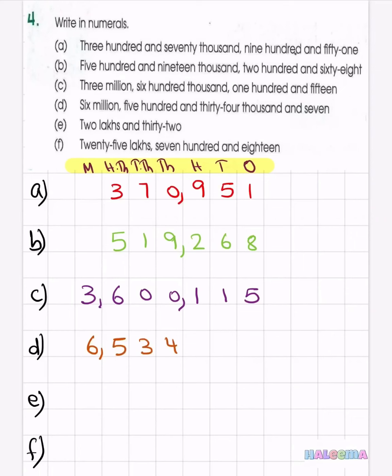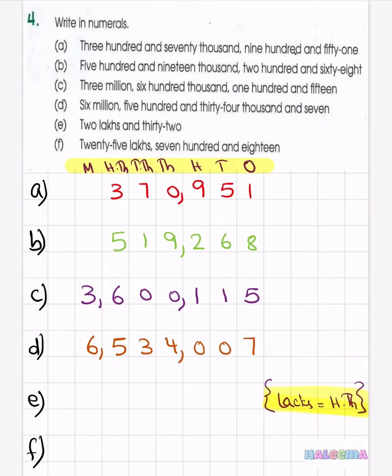534,000, comma, right? And 7 it says. And 7 means it's going to come in ones place. So we're going to write 0, 0 in here. Part E is simple as it says 2 lakhs and 32. What is lakhs? You must know. Lakhs or 100,000s is the same thing. Okay, I'll write it here for you.